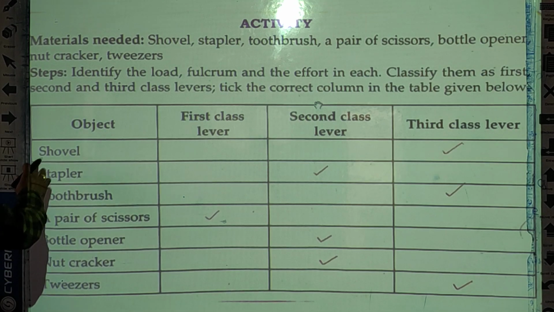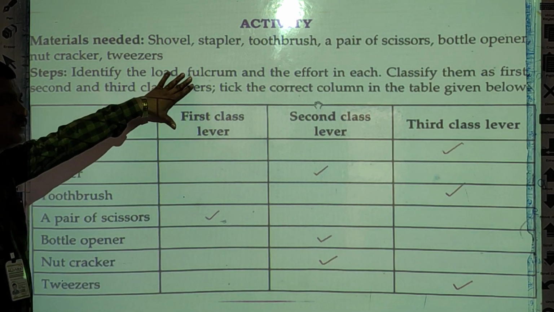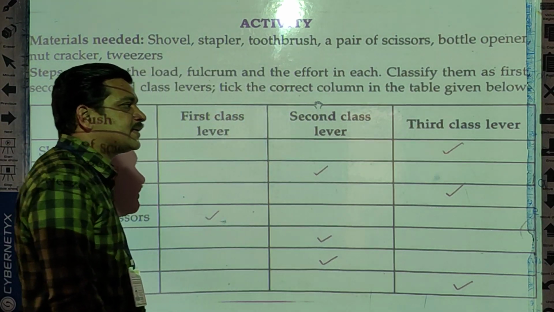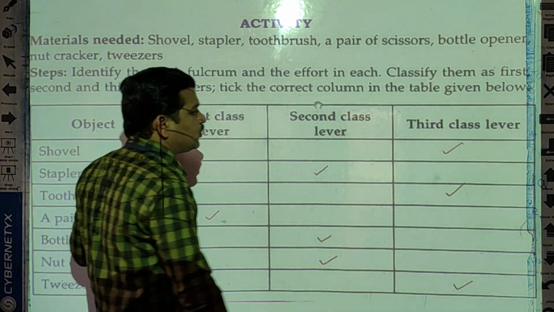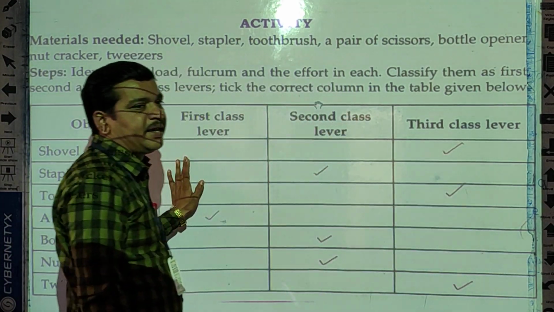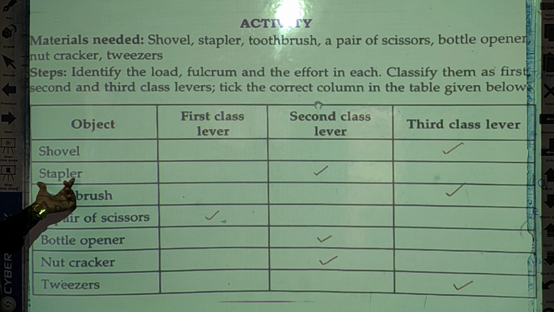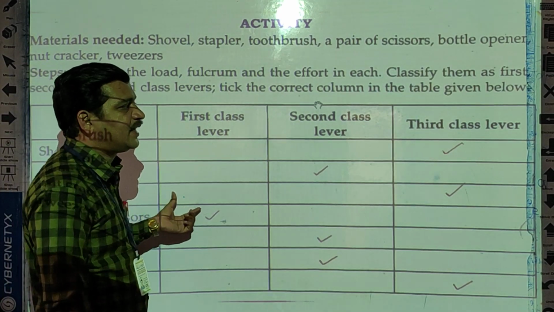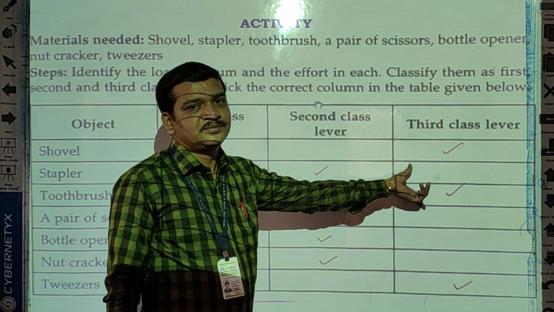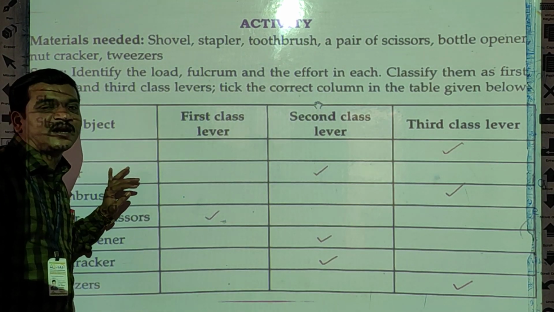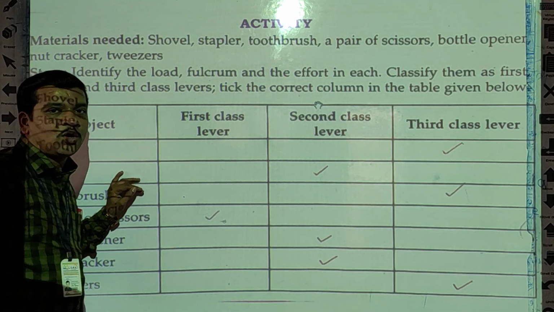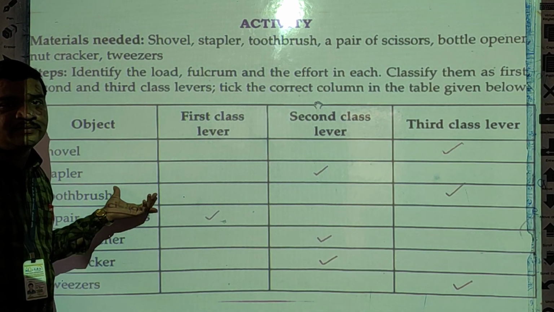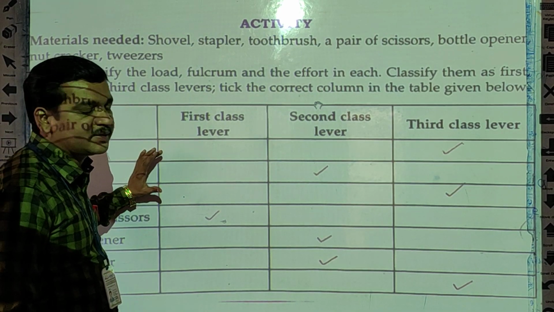Now see shovel. First example, shovel. Whether it is first class, second class or third class, shovel is an example of third class, so you can tick here. Okay, then next, stapler. Now stapler, whether it is a first class example, second class example or third class? Yes, correct. Second class. Why is it second class? Because the load is present between the fulcrum and effort. Okay, you know this.